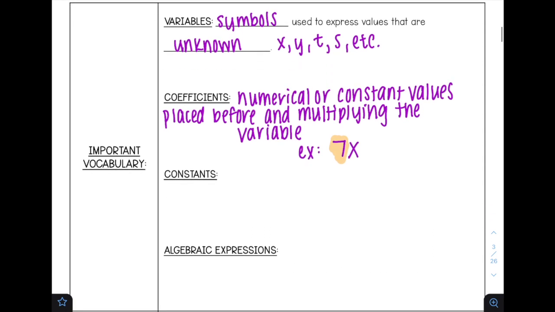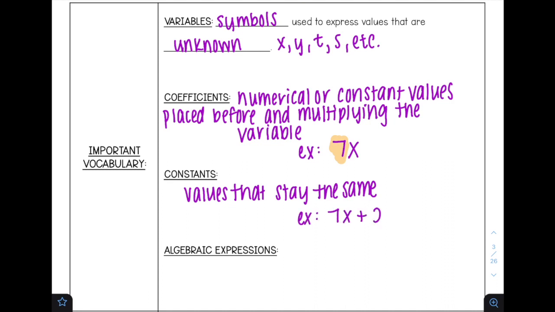Our constants are values that stay the same. So if we have 7x plus 2, our constant is going to be a positive 2. If we have 4x minus 3, our constant would be a negative 3. So you want to make sure you take that term or the sign before. So it's a negative 3, a positive 2. Or you're subtracting a 3 or adding a 2.